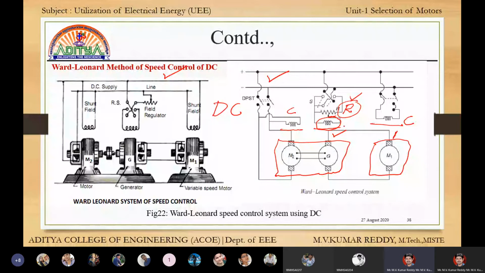When this field is varied, the output of the generator can be varied, and with the help of this generator we can control the main motor M1. Input to the generator is given as mechanical energy using the M2 motor. This motor generator set should always run in the same direction. If it needs to go in the other direction, using this reverse switch we can change the direction of the motor.